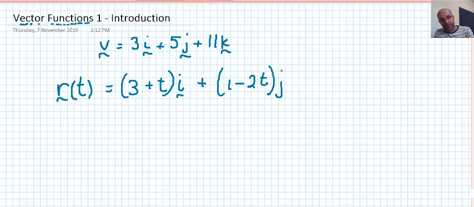This is just an example. Okay, and certainly we'll see them in 3 dimensions as well. So the value of r changes as time changes. So time is a parameter that changes. And as you can see, as let's say r is increasing, the value inside here is 3 plus t. So as t is increasing, we will get an increasing value for i. For j, as t increases, we'll get a decreasing value for j.